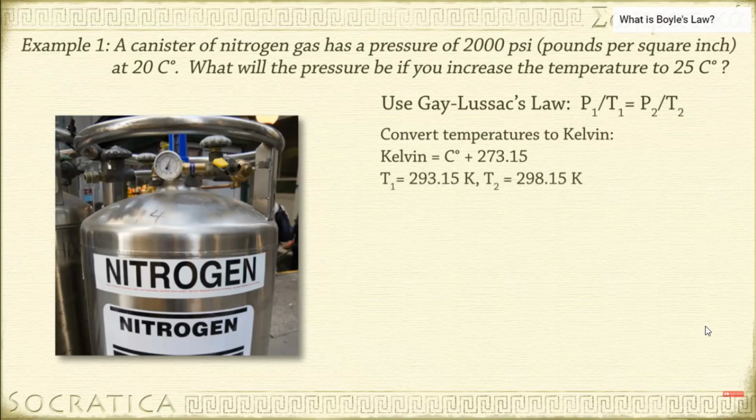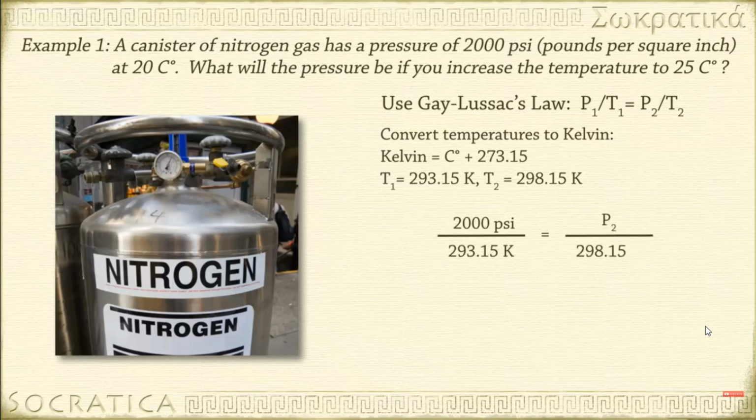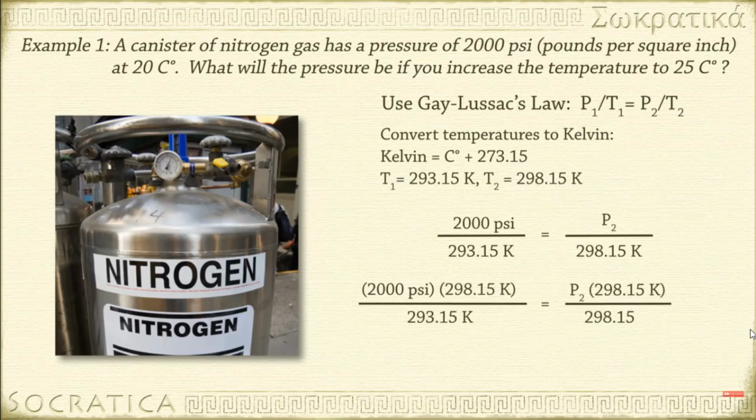Substitute in what we know. 2,000 psi over 293.15 Kelvin equals P2 over 298.15 Kelvin. Solve for P2. Multiply both sides by 298.15. P2 equals 2,000 psi times 298.15 Kelvin divided by 293.15 Kelvin. P2 equals 2,034 psi.